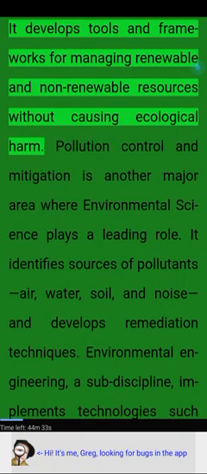One of the most crucial scopes of environmental science is resource management, which includes sustainable utilization of natural resources like water, forests, and energy. It develops tools and frameworks for managing renewable and non-renewable resources without causing ecological harm.